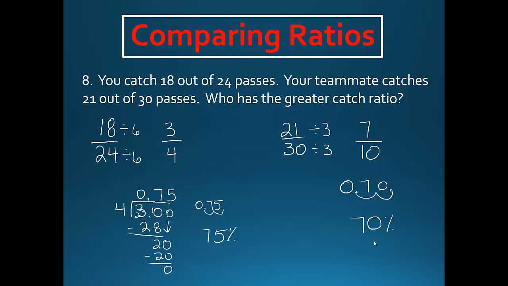Now we need to answer the question of who has the greater catch ratio, and that would be you, because you had 75% where your teammate only had 70%.